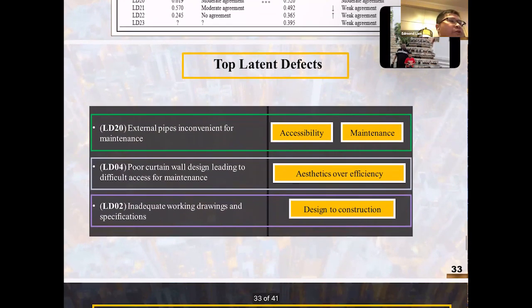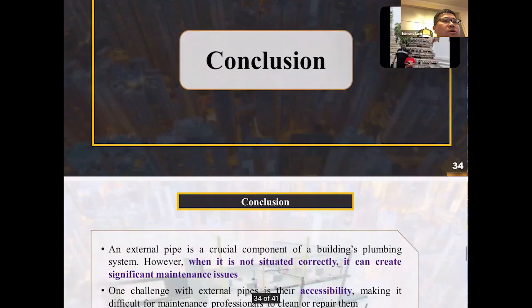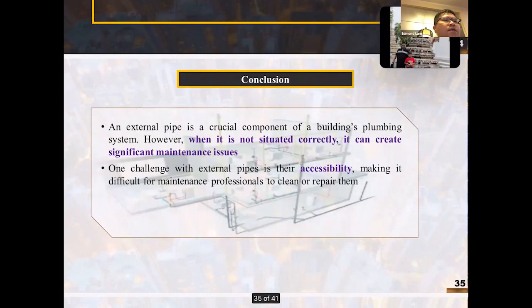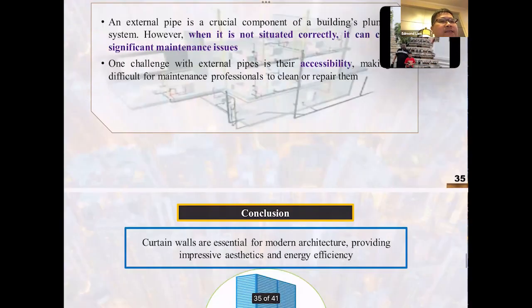And the top latent defects were identified as follows: external pipes inconvenient for maintenance, poor curtain wall design leading to difficult access for maintenance, and inadequate working drawings and specifications. To conclude, an external pipe is a crucial component of a building's plumbing system. However, if it is not situated correctly, it can create significant maintenance issues. One challenge with external pipes is their accessibility, making it difficult for maintenance professionals to clean and repair them. That's why we have to plan it as early as in the design stage.